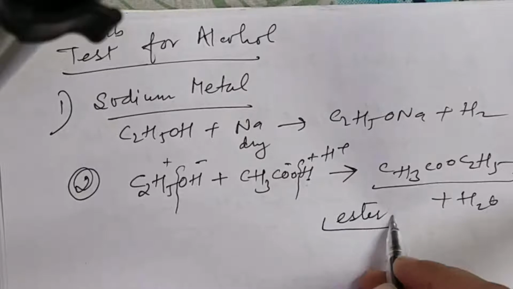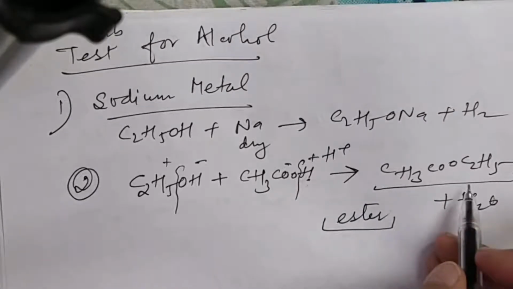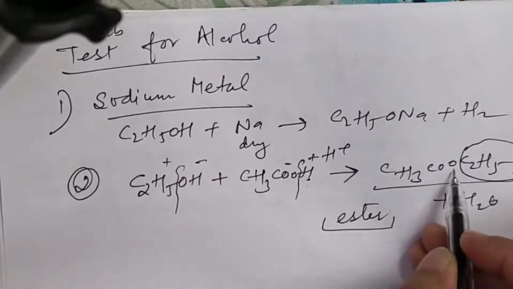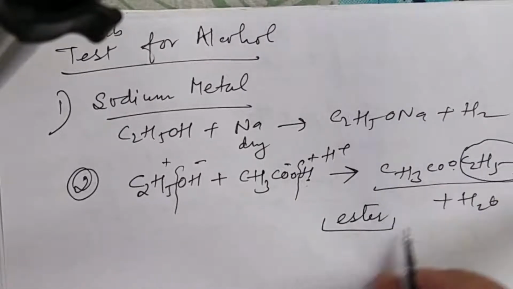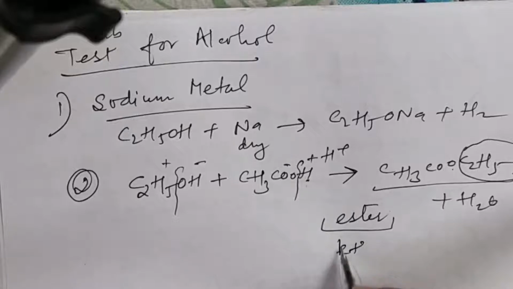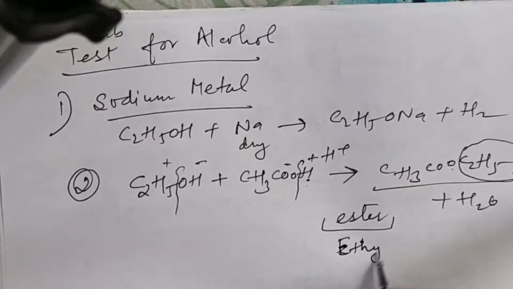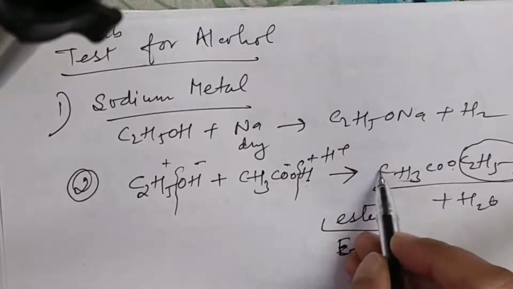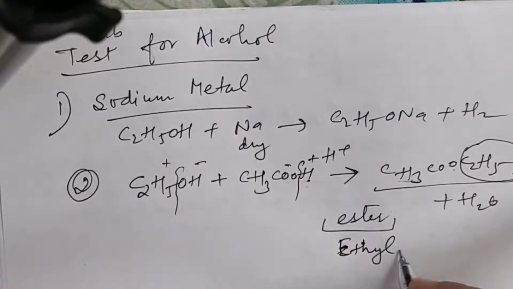Ester formation is there. The alkyl group, which is linked directly to the oxygen atom, is called ethyl. How will you name it? Start with the capital letter, ethyl, and the rest is called alkanoate. Put the word ethyl there, and it will be ethyl ethanoate.